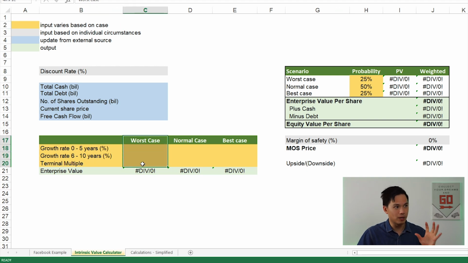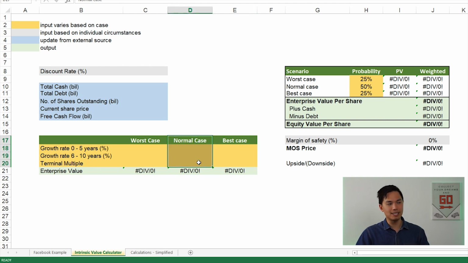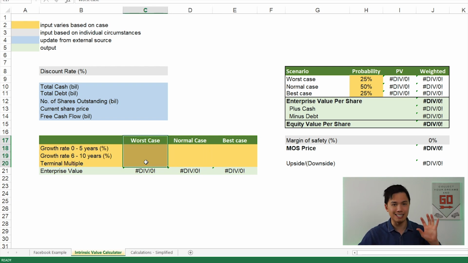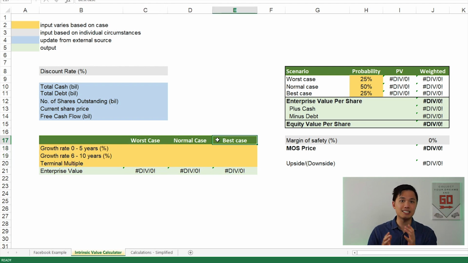Over here I have the worst case scenario, the normal case, and the best case scenario. The normal case is basically what we think the company will grow at if business continues as normal. The worst case is a slightly more bearish case, if we don't think the company will do as well. And the best case scenario is just our most bullish case of the company. Basically, we're saying that the company will smash it out of the park and will do a lot better than it is doing today. So those are the three different types of cases, and the inputs to these different cases will depend on our expectations.